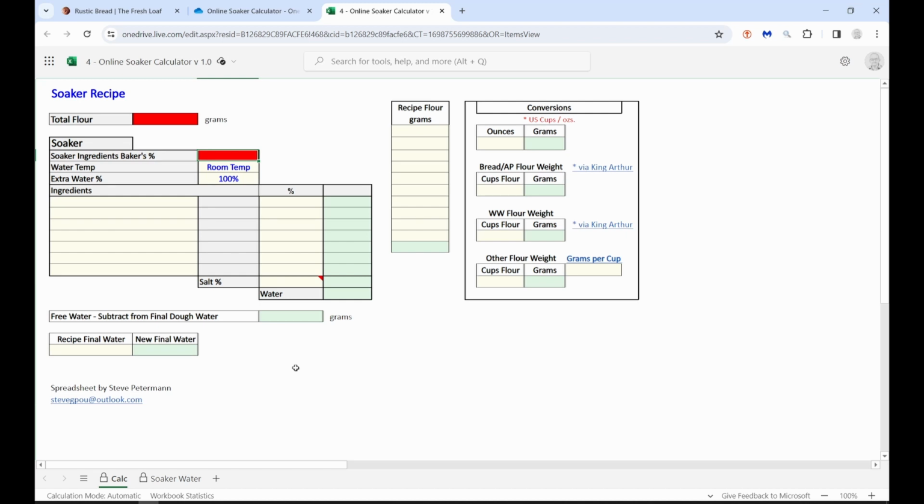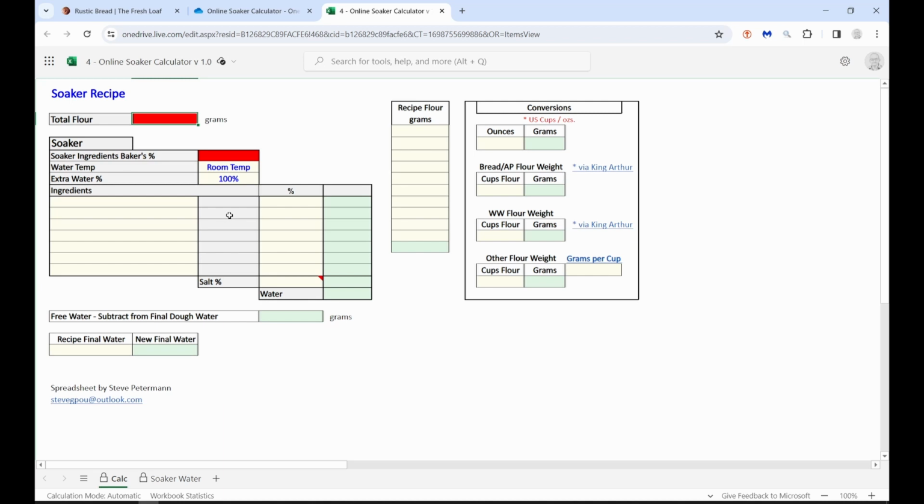And so what this spreadsheet is for is adding a Soaker to an existing bread recipe that you have. So what I'm going to do is just go through a demo of how the spreadsheet is used, and then after that I'll talk about how, if you're interested, you can access these spreadsheets online and use them for your own bread. Okay, so let's start off with a demo.